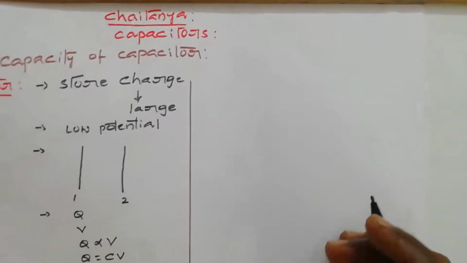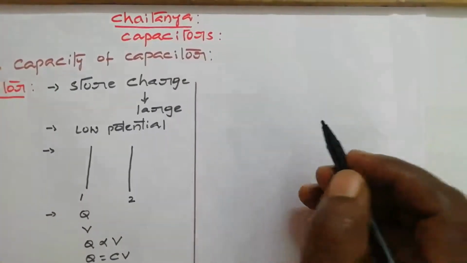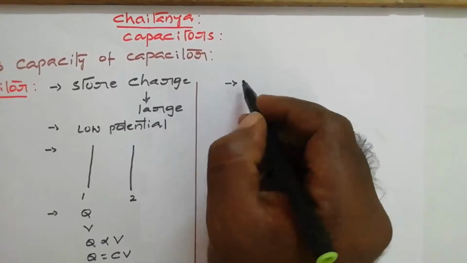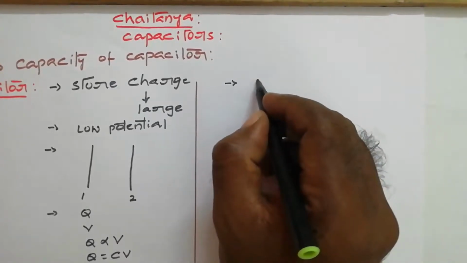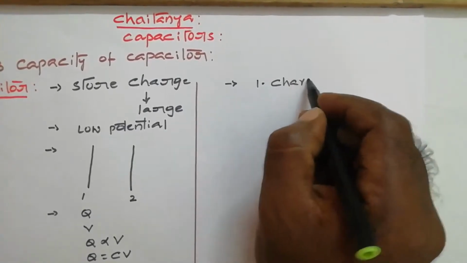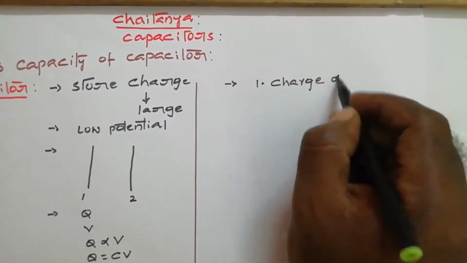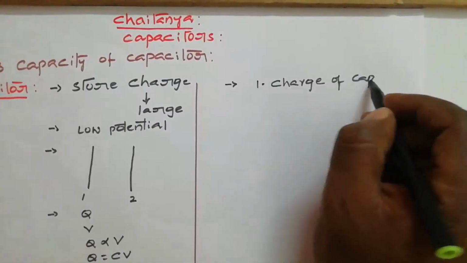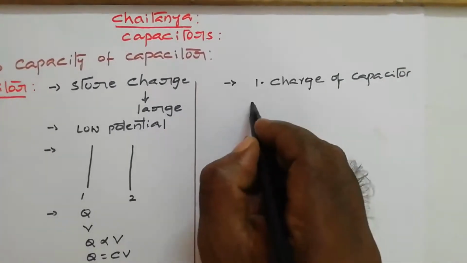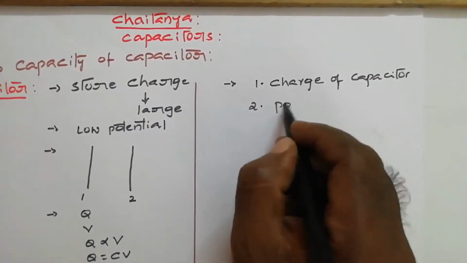What are the factors on which the capacity of a capacitor does not depend? The capacity of a capacitor does not depend on two things. One is the charge of the capacitor, and the second one is the potential of the capacitor.